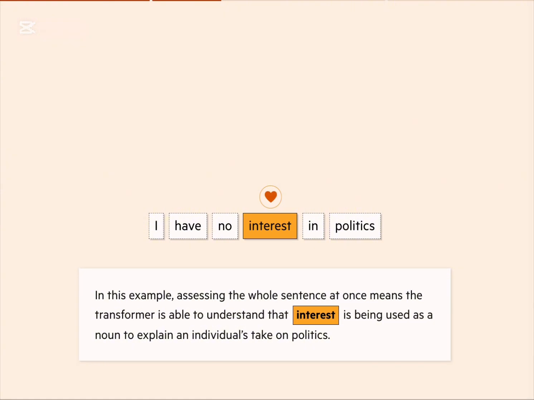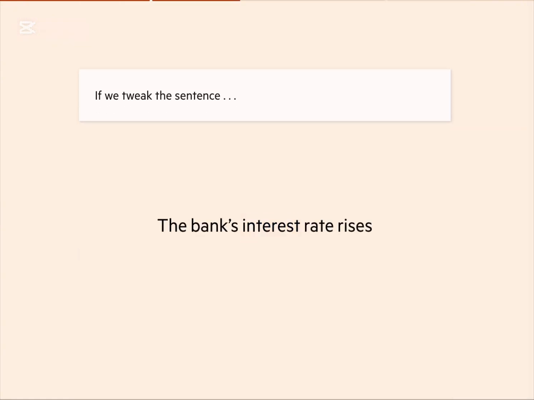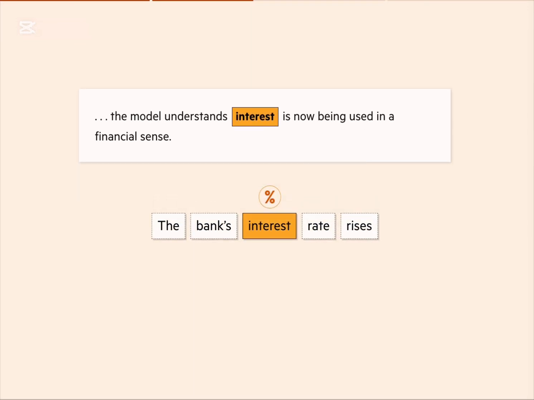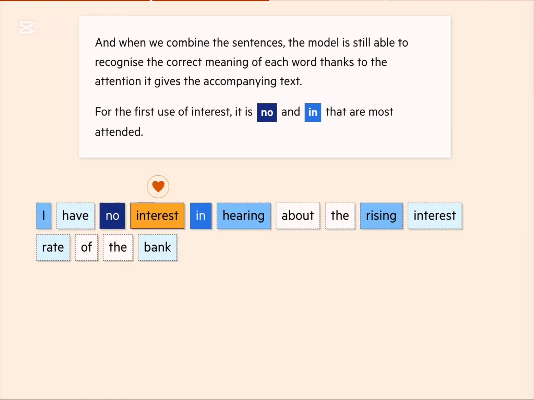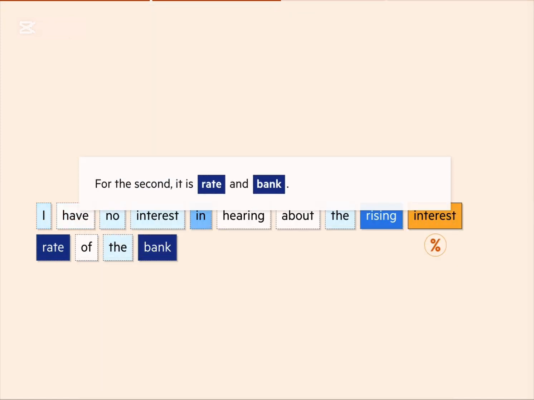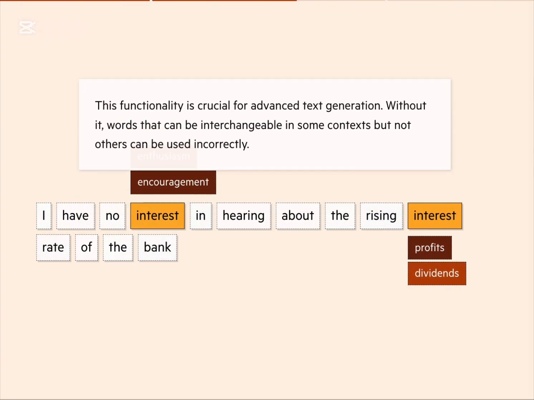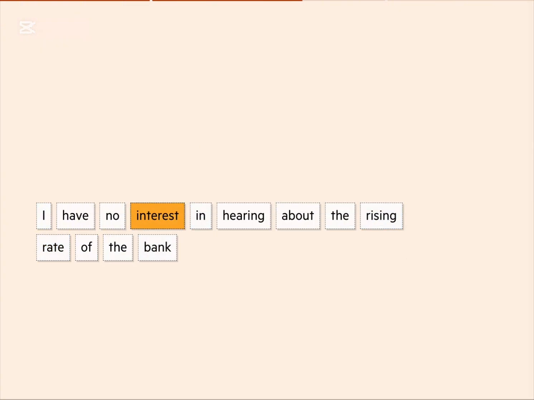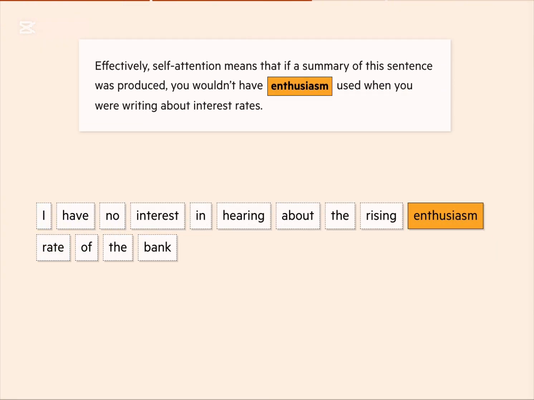The bank's interest rates rises. It does the same thing, and then it combines the two sentences, completing a more complex sentence. I have no interest in hearing about the rising rate of the bank. Here, interest appears twice with two different meanings. The model shifts focus depending on the context. In the first case, it links interest to no and in, and then in the second case, the attention highlights rate and bank. These colors are coded and highlights the icons.